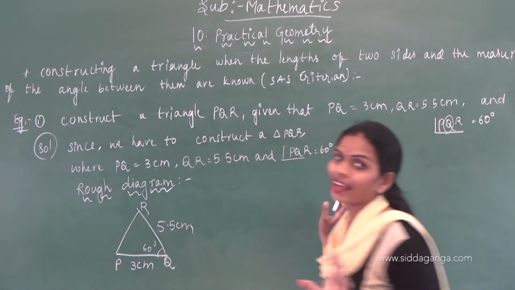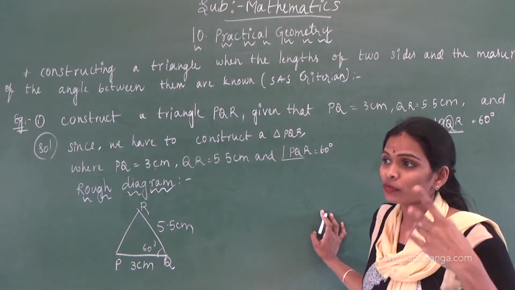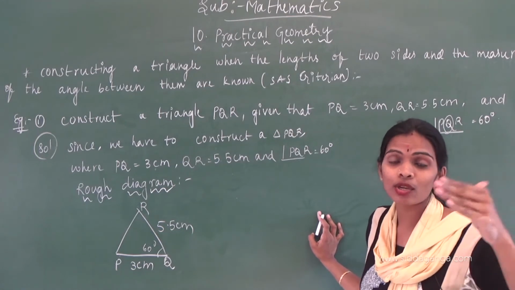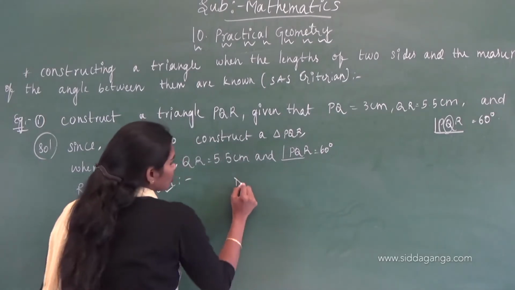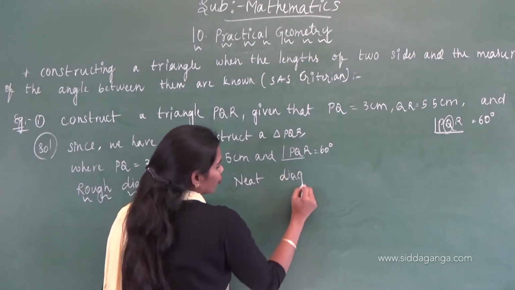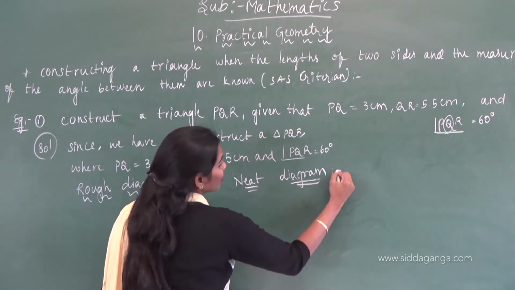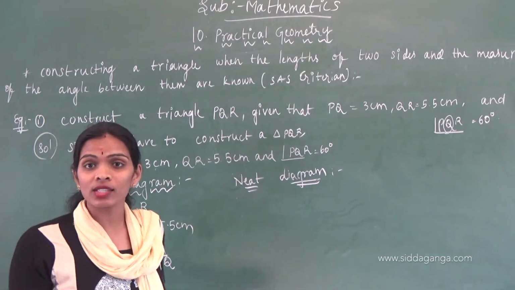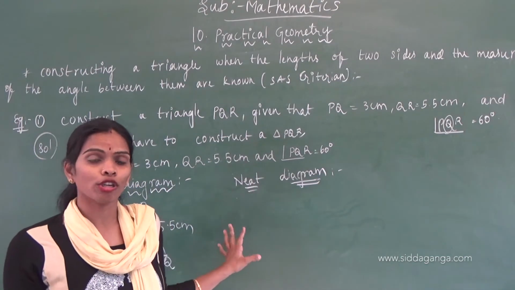That is, angle PQR is 60 degrees. And the neat diagram I am going to construct. If you want to elaborate, you have to write the construction also. A neat diagram, but it is enough if you write whatever you are doing. Like in parallel lines, where I made you write the construction point by step, you can write like that here also.